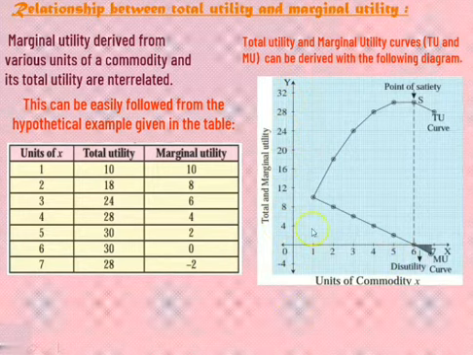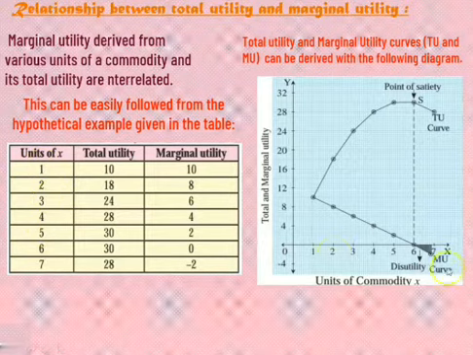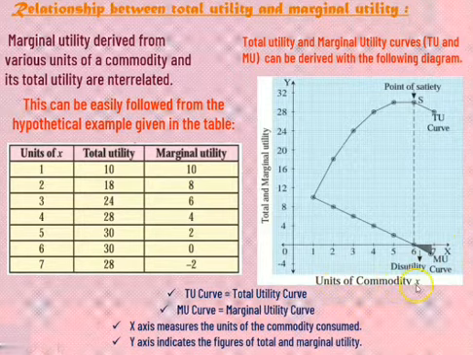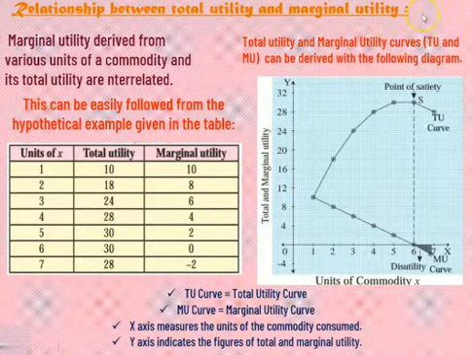So here is the y-axis that we have drawn, and the units of commodity X are 7 pieces, 7 units here, and therefore on the x-axis we have written, see here, the x-axis measures the units of a commodity consumed. So on the x-axis we have given units of commodity X, and the y-axis indicates figures of TU and marginal utility. And here the y-axis is going to determine TU and MU. Now let us start. On the basis of this table we are going to draw the diagram.